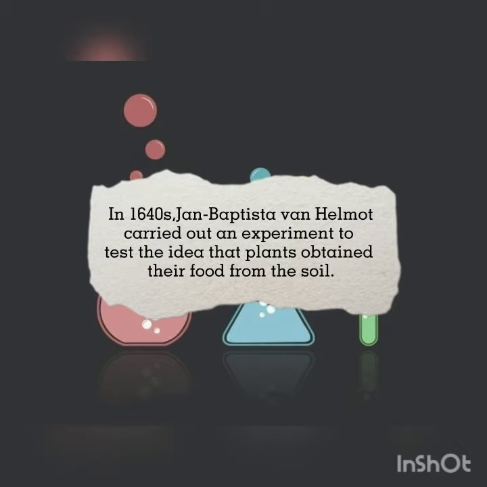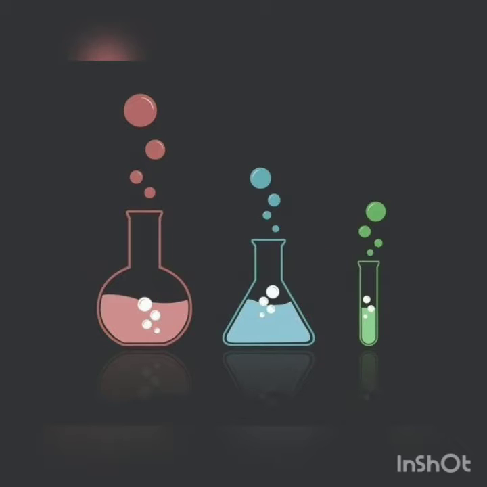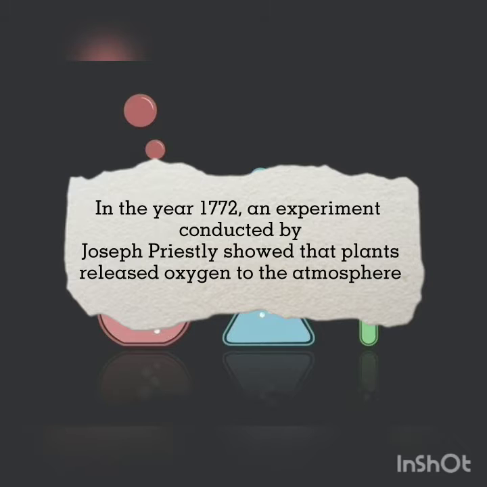In 1640s, Jan Baptista van Helmont carried out an experiment to test the idea that plants obtain their food from the soil. In the year 1772, an experiment conducted by Joseph Priestley showed that plants release oxygen to the atmosphere.